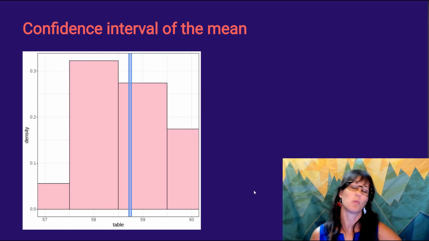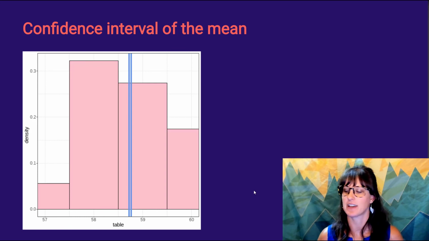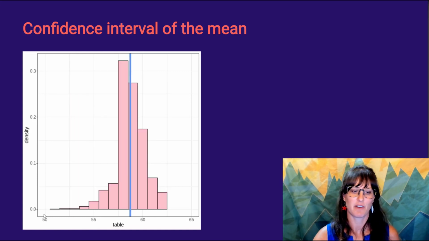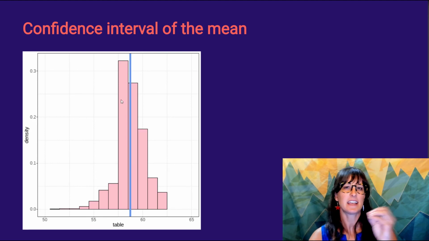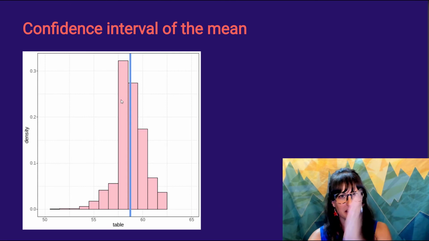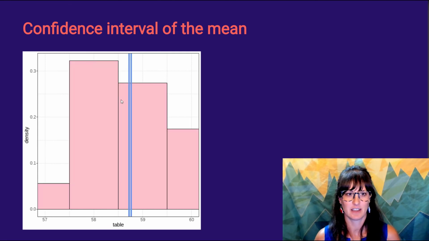We aren't sure about where that next diamond might fall. If I say, give me a diamond and I'll measure the table of it, I don't know that it's going to fall in this tiny, tiny window. It could really fall kind of anywhere in this distribution. But if I say to you, what is the true mean, the true average of every diamond that ever lived, I can feel pretty good about my guess, about guessing that it's somewhere around 58.7.